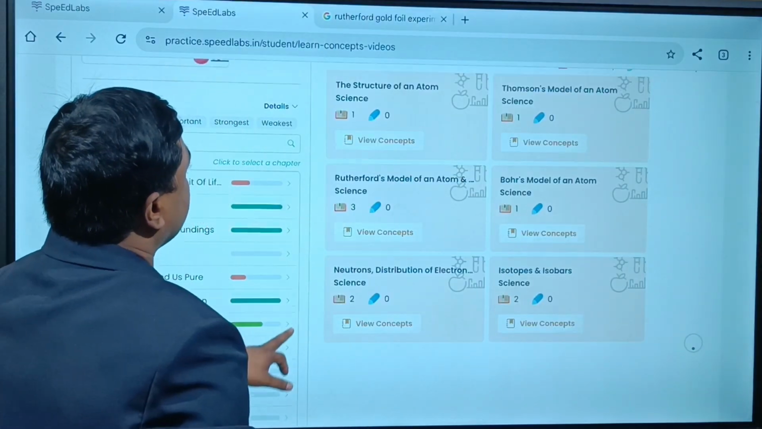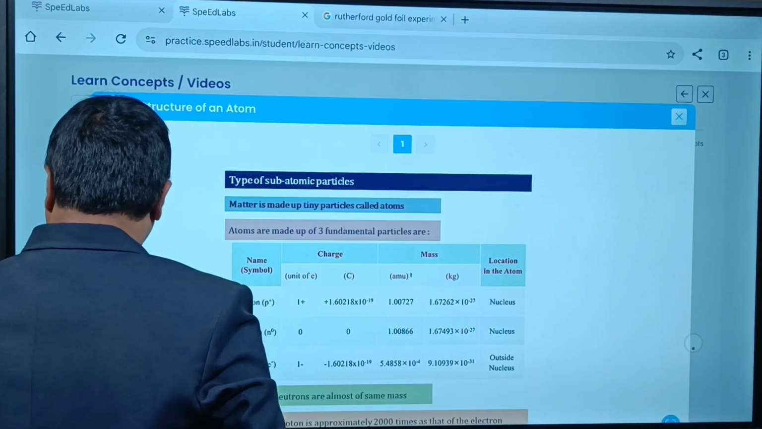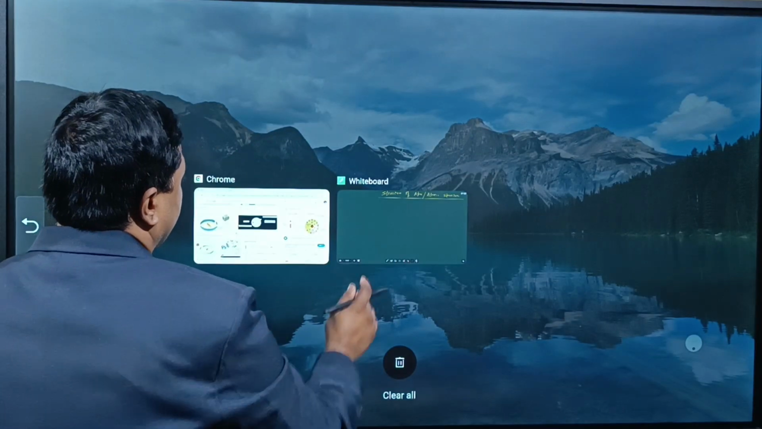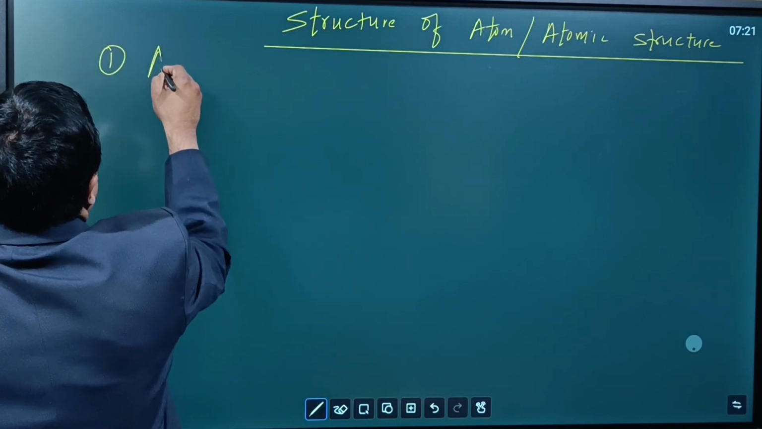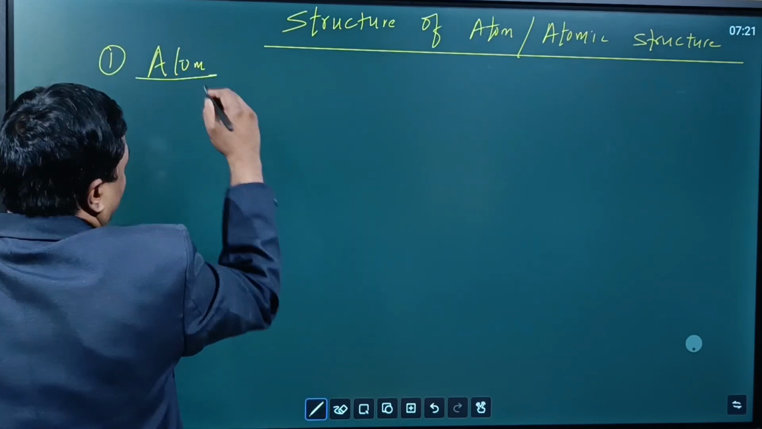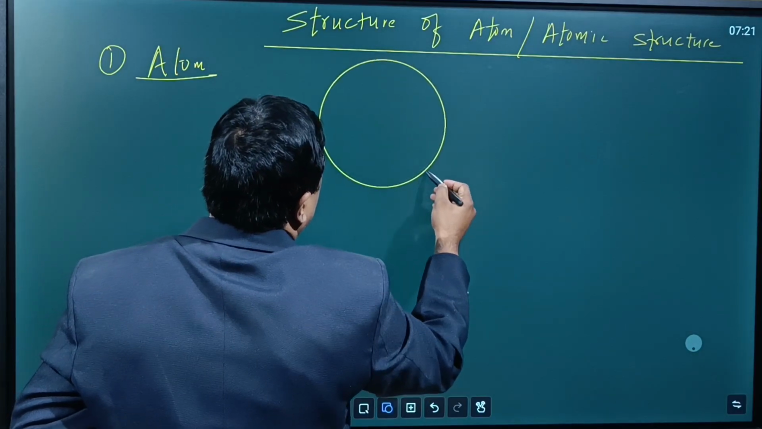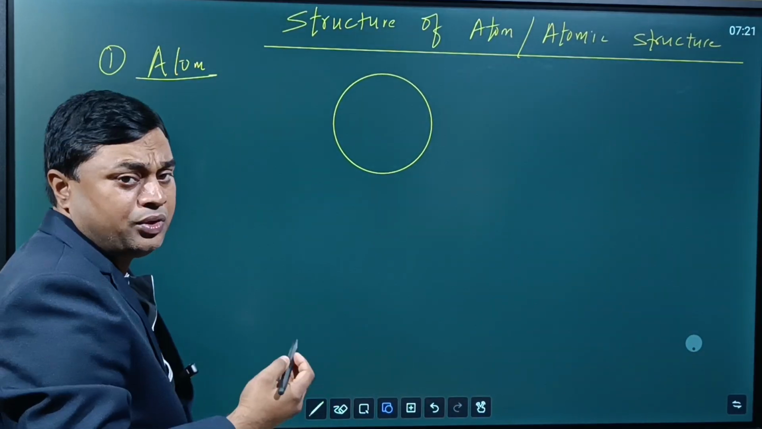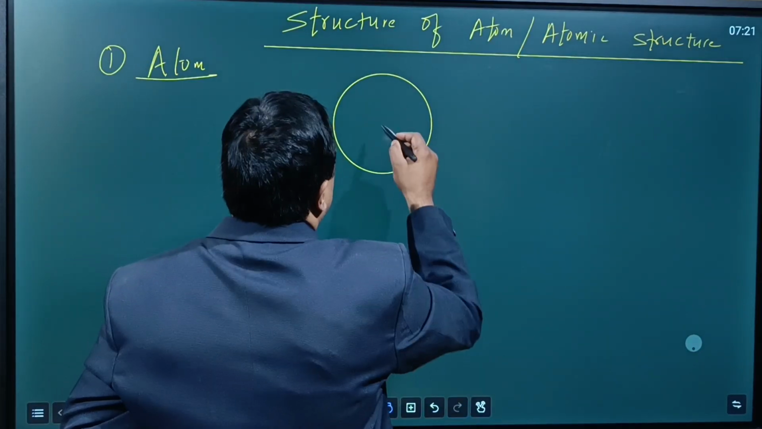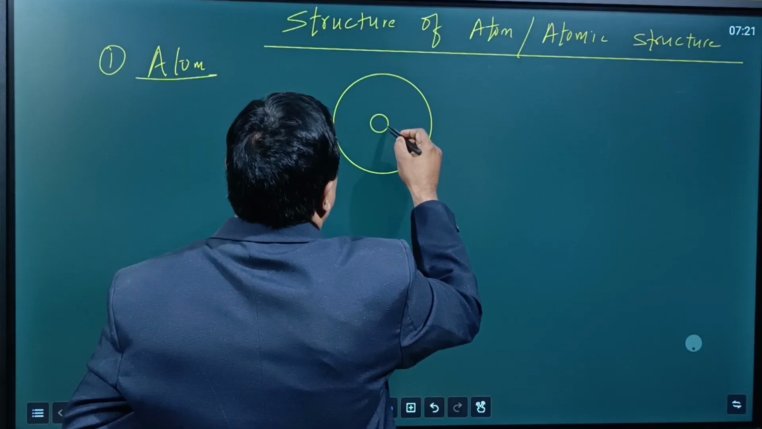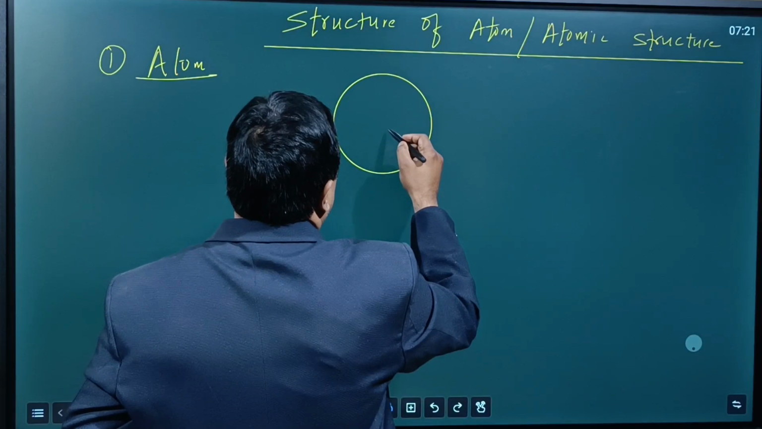Okay, so let's start the structure of atom. First, concepts. When we talk about any atom, try to understand, generally first you see the modern structure of atom. Generally atom we are representing like this as a sphere. In this part only you see, at the center we have nucleus.